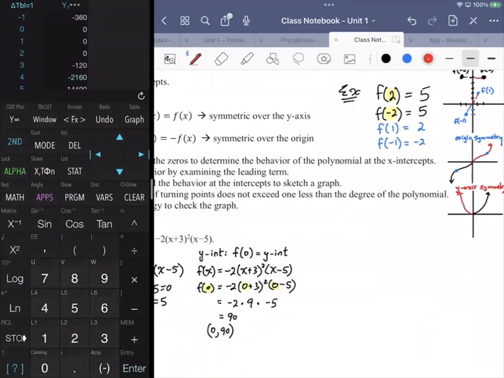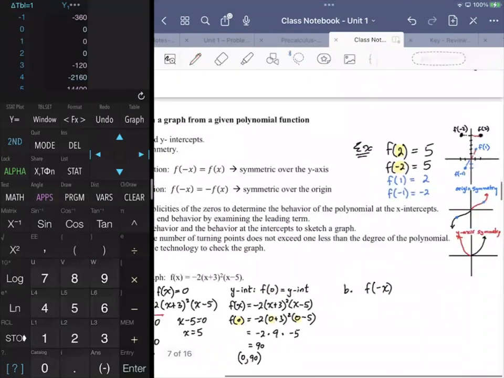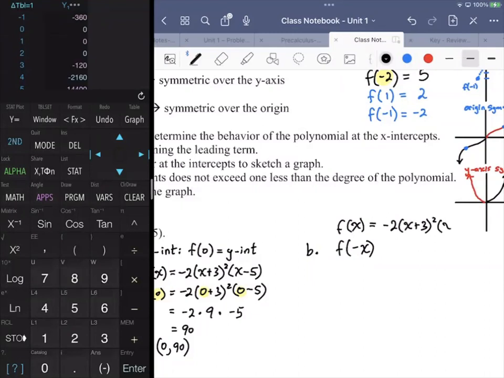So what I would do then, let me actually bring this over here, just so you can kind of look at it still. So we have our function, I'll rewrite it again. f of x is equal to -2 times (x plus 3) squared times (x minus 5). What I'm going to do is compute f of -x.